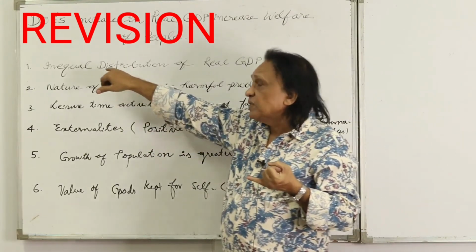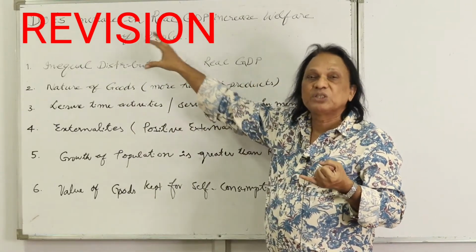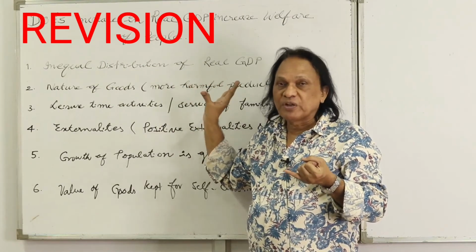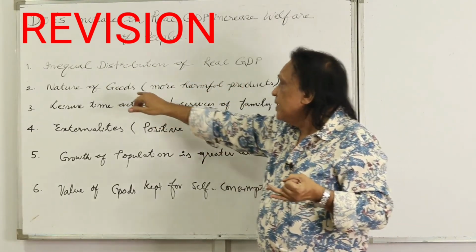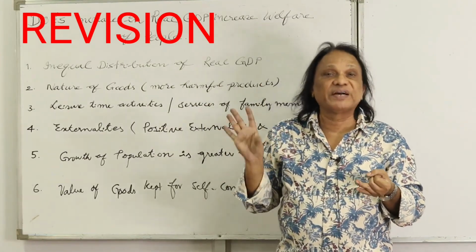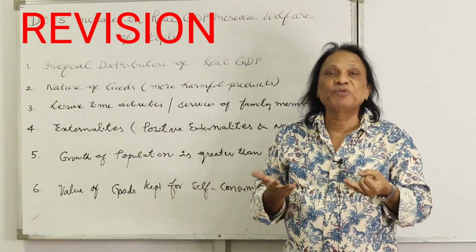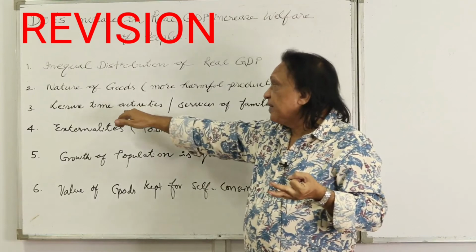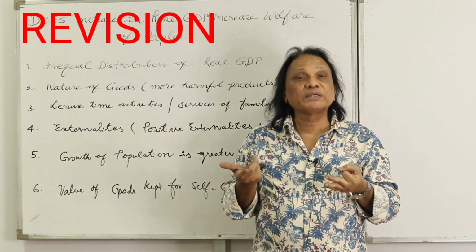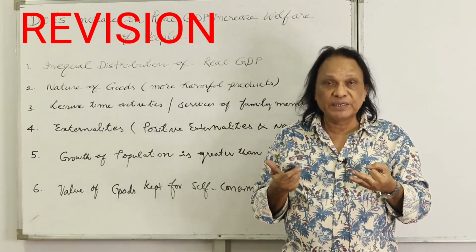The first reason was unequal distribution of real GDP. If the real GDP is not properly distributed in the economy, the rich become richer and the poor become poorer, so welfare of the people will not go up. The second point, nature of goods. If the economy is producing more harmful products like cigarettes, drugs, alcohol, or arms and ammunition, welfare of the people will not go up. The third point is leisure time activities or services of family members like housewives, which are not included while calculating real GDP, though they increase the welfare.